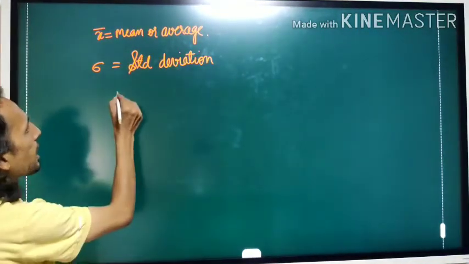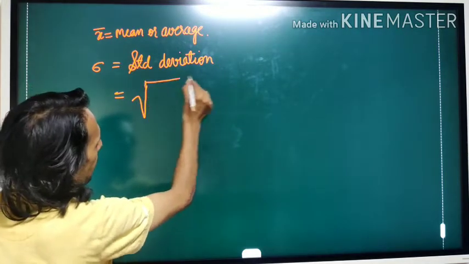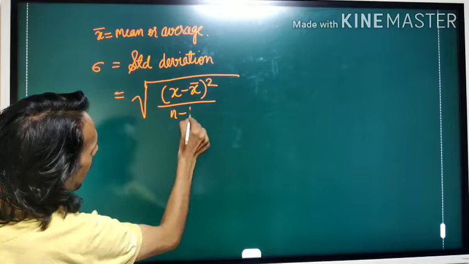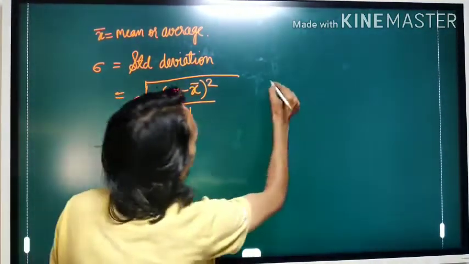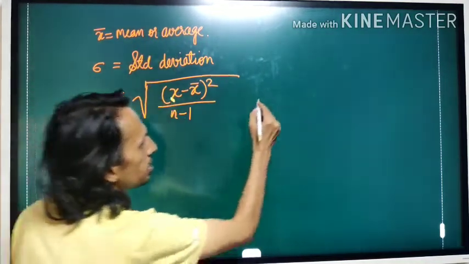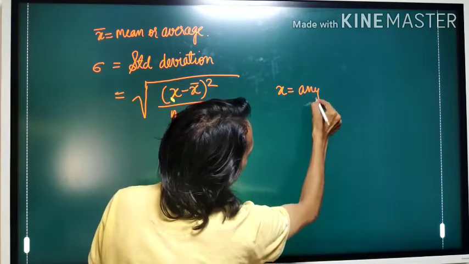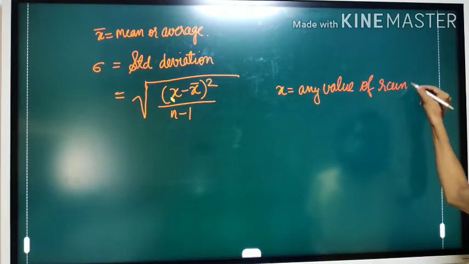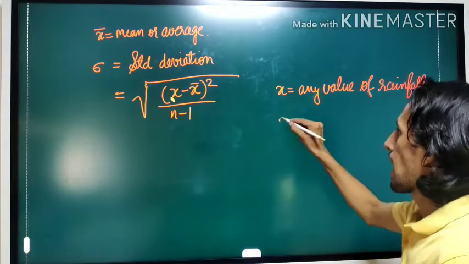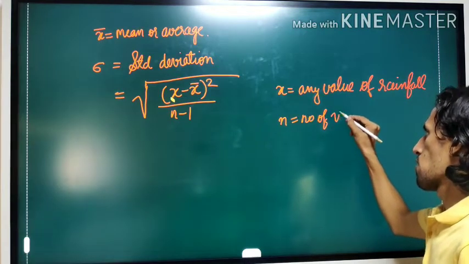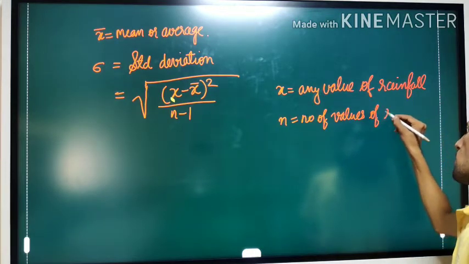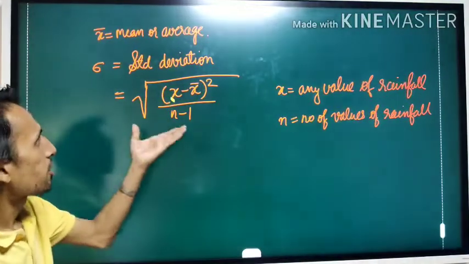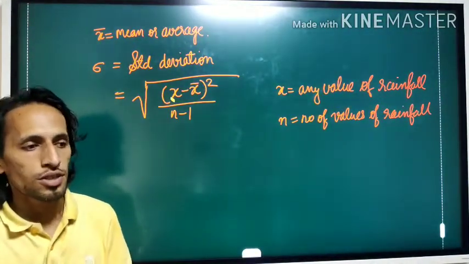So what is standard deviation? Mathematically it is given as the square root of the sum of (x minus x bar) whole square, divided by n minus 1. What is x bar? It is the mean or average value. What is x? x is any value of rainfall. And n is the number of values of rainfall. So this is the statistical equation, and all this equation is based on simple mathematics, simple statistics.